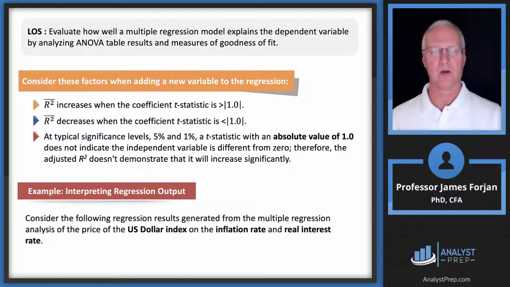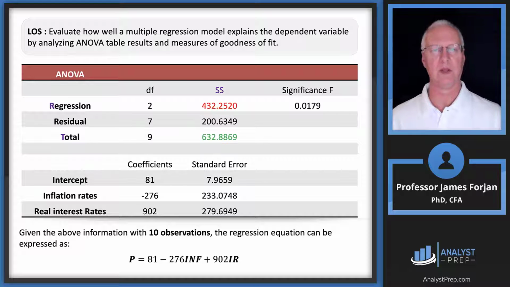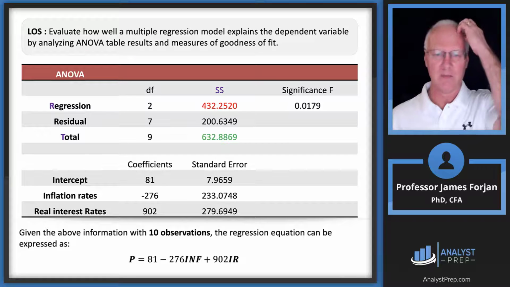So let's go back to that model that we introduced in the previous recording, where we're trying to take a look at US dollar index as a function of inflation rate and real interest rate. And you might remember this from the last module. So here's an analysis of variance output. And notice what we've done for you in the slide. Notice in purple, SSR, and then SST. And then we've done the red and the green numbers, so 432 and 632.